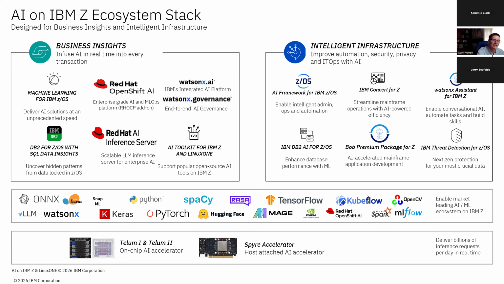What I'm saying is that the left side sometimes gets put aside by system programmers, because guess what? This left side involves more than just us. We have to get other personas involved, and we'll talk about that in just a couple of moments. But here are some solutions that are available. Some of these solutions in the business insight space are no charge. So the AI inference server from Red Hat and the AI toolkit for IBM Z and LinuxONE, no additional charge.